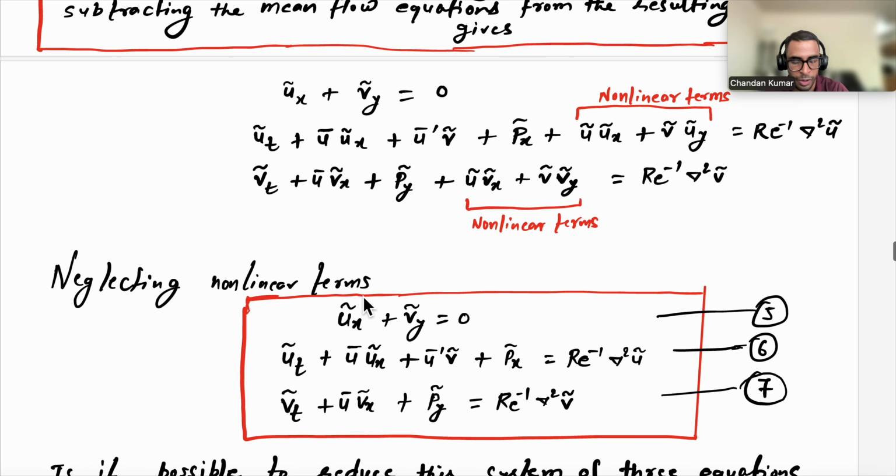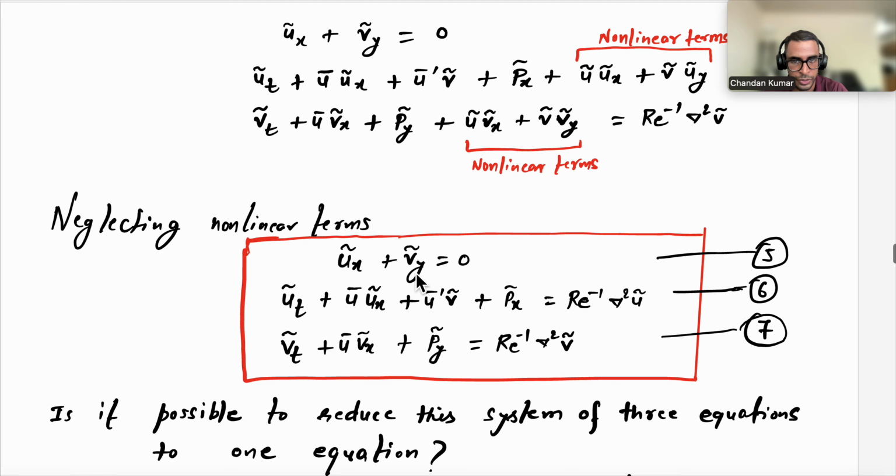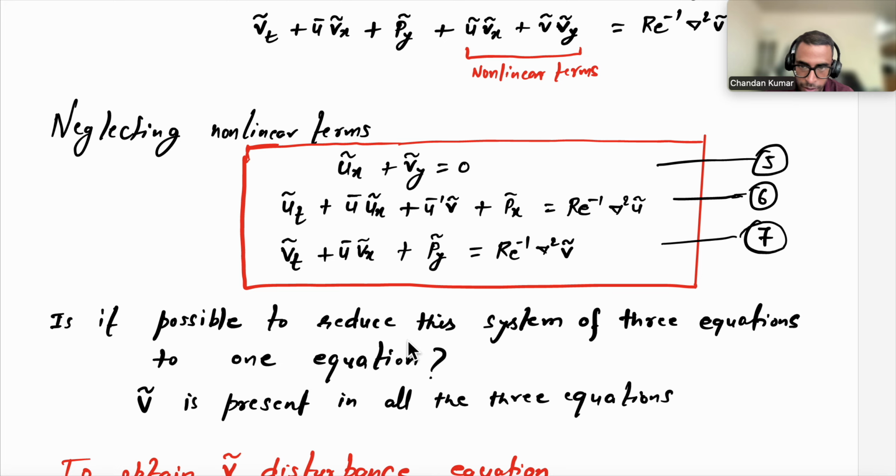After neglecting the nonlinear terms, our equation is reduced to these three equations corresponding to continuity, x momentum and y momentum. Now looking at these equations, we have to ask a question: we have three equations, is it possible to reduce this system of three equations to one equation? If we can reduce it to one equation, we will have to solve only one equation. But is it possible? Because solving all three equations is going to be a complicated task. So can we reduce it to one equation?